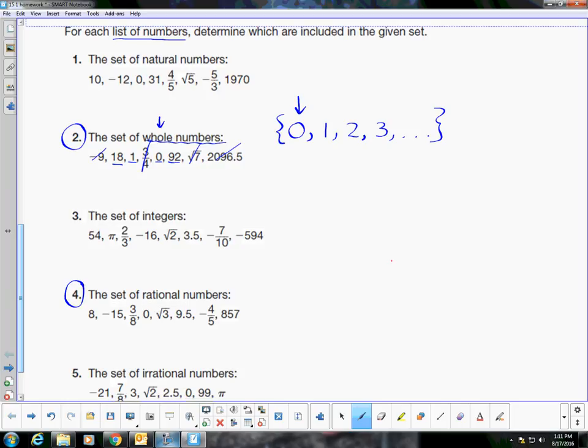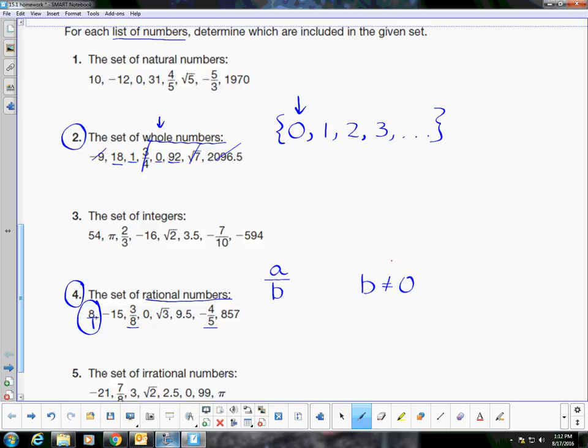The set of rational numbers. Rational numbers are numbers that can be written in terms of A divided by B. Something over something else. And we just have to remember that B could never be equal to 0. We can never divide by 0. So while 3/8 definitely looks like a rational number, negative 4/5 looks like a rational number, there are some other numbers here that are rational. For example, 8 can be written as 8 divided by 1. So that is a rational number.